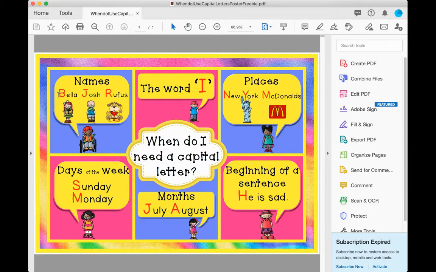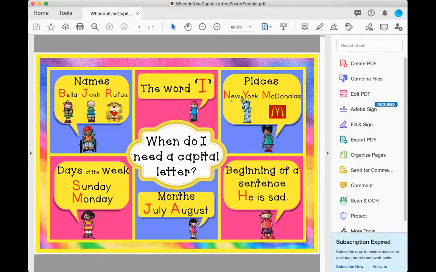For names, as you can see, Bella starts with a capital B, but the rest of the letters are lowercase. Josh and Rufus, starting with a capital J for Josh and a capital R for Rufus. The word I is also always capitalized. Now, not the letter I. If you have the letter I in a word like wish, W-I-S-H, it's not going to be capitalized. The word I is the name I call myself. So think of it as a name. That's why it's capitalized.